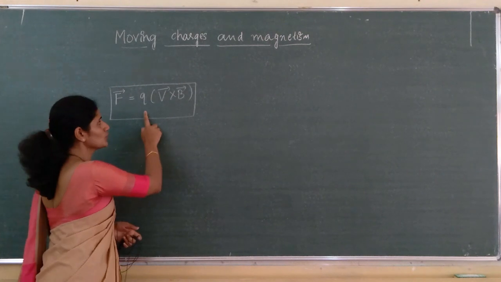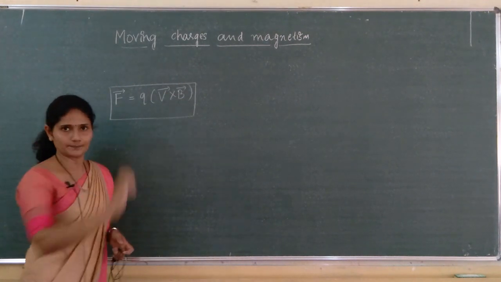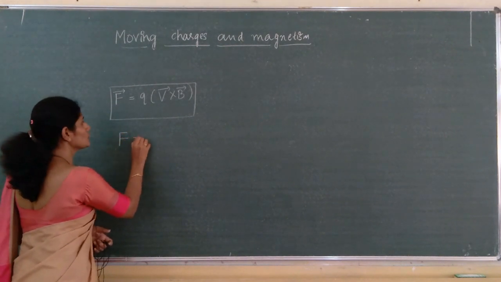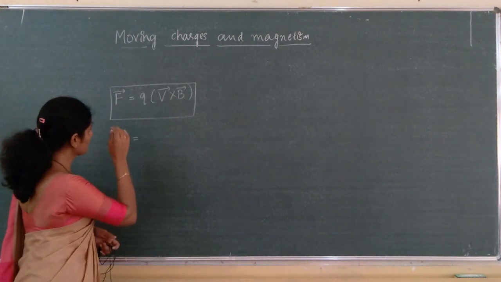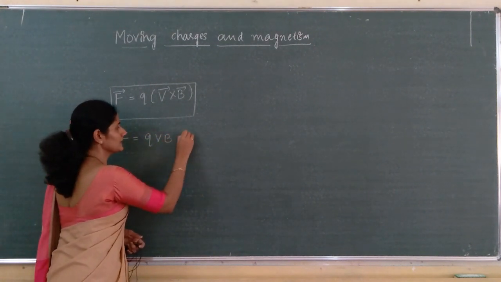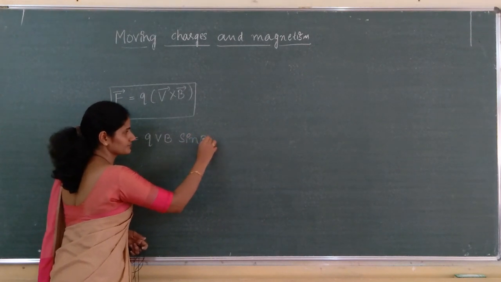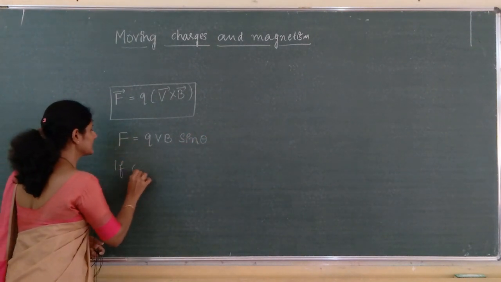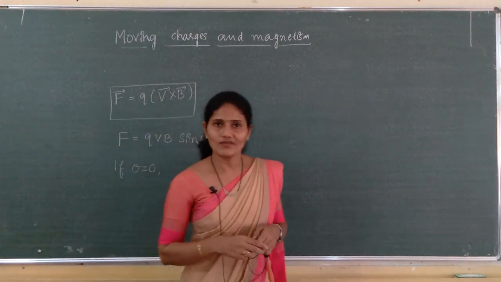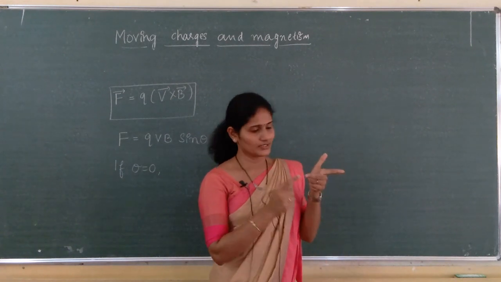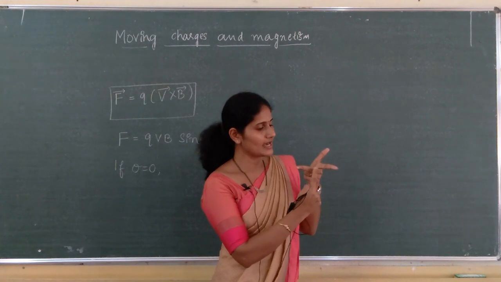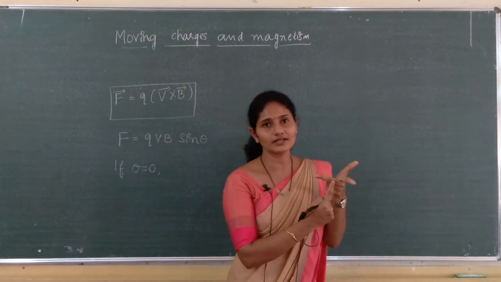So F is equal to Q into V cross B. What is the expression for the magnitude of magnetic force? The magnitude of magnetic force, F is equal to Q V B sin theta. What is theta? Theta is the angle between velocity and the magnetic field. If this represents velocity and this gives magnetic field, then the angle between these two is theta.